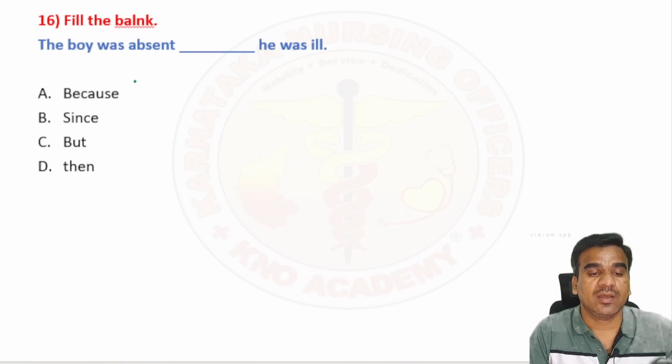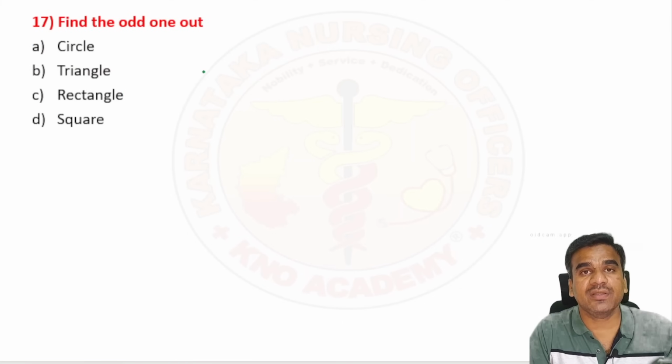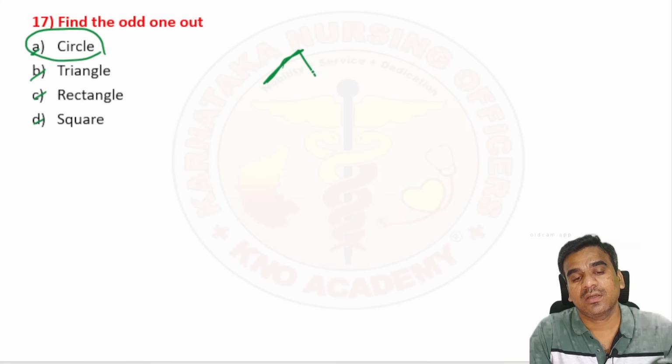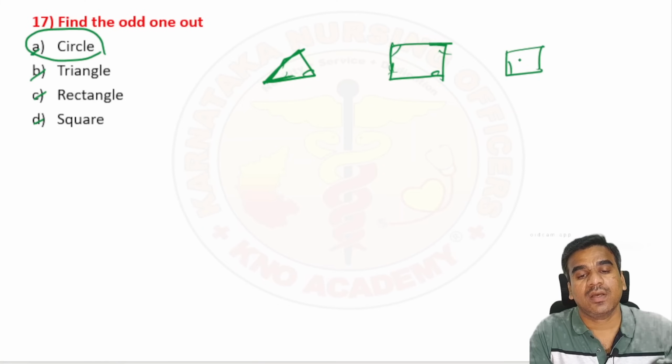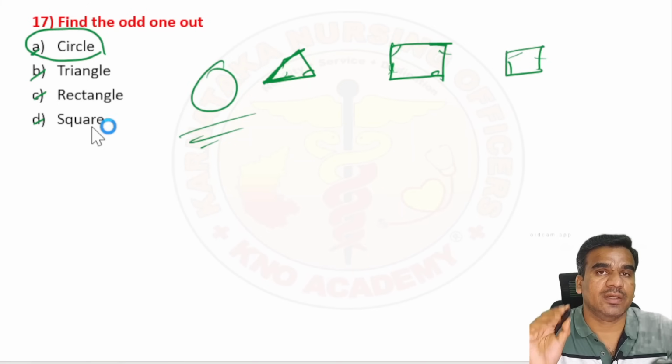And fill in the blanks. The boy was absent because he was ill. The right answer is because. Find the odd one: circle, triangle, rectangle, square. So here the right answer is circle. How? See, this is the triangle, so it contains angles. Even rectangle also contains angles. And square also contains angles, right? But circle doesn't. So that's why circle is the right answer.